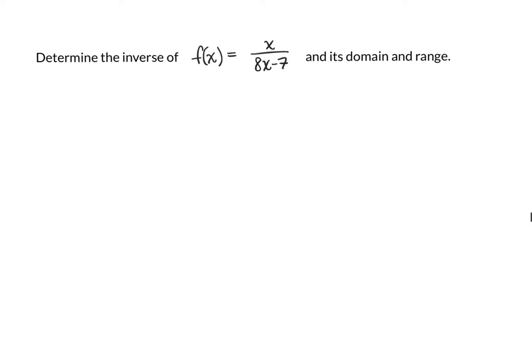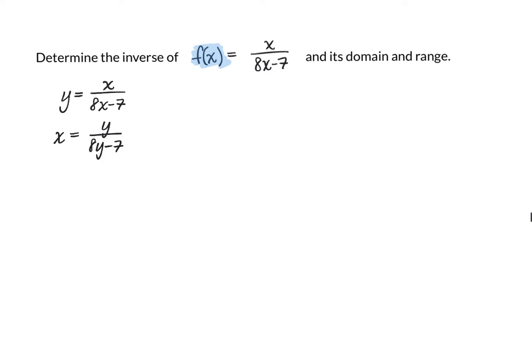We want to determine the inverse of f of x equals x divided by 8x minus 7 and its domain and range. So first, it's important to remember that f of x is the same as y. So this really is the same as y equals x divided by 8x minus 7. And we're going to interchange our x and y. So this will become x is equal to y divided by 8y minus 7.